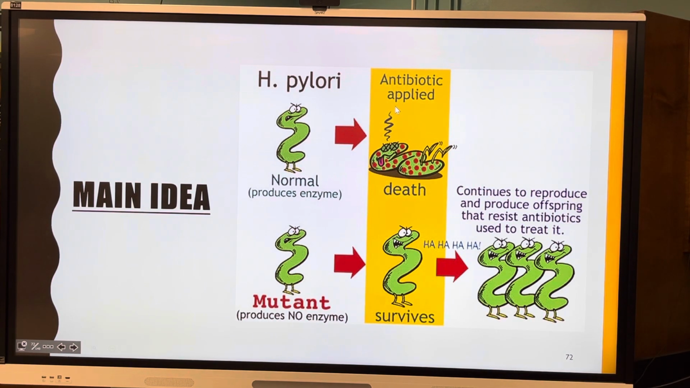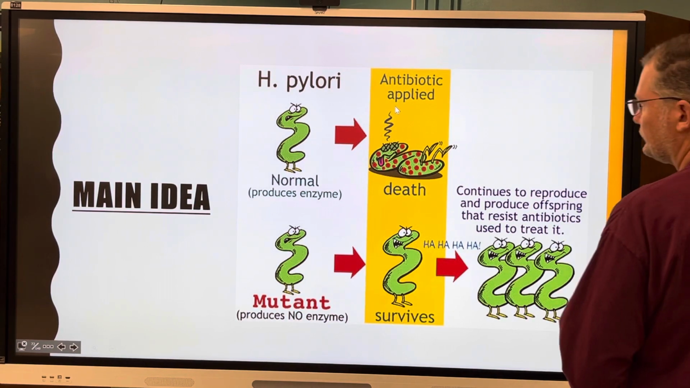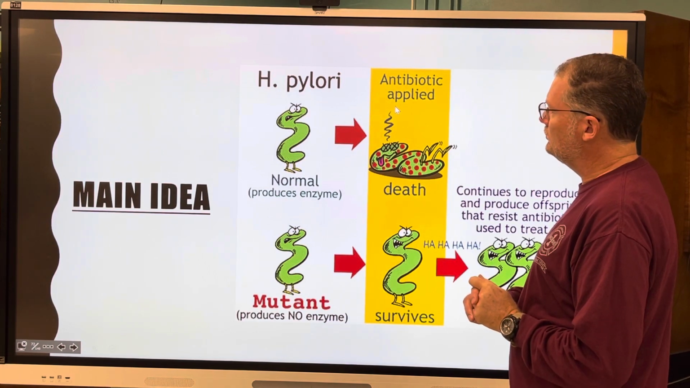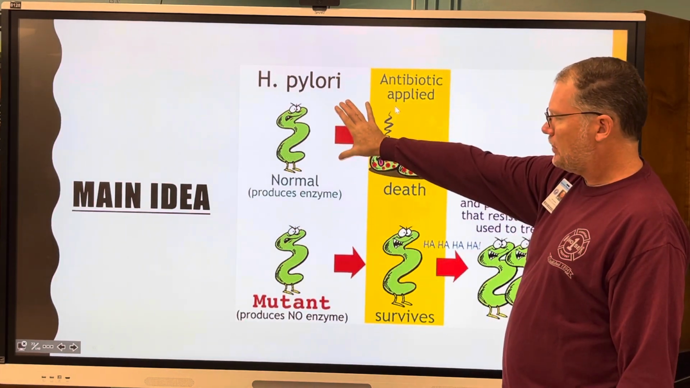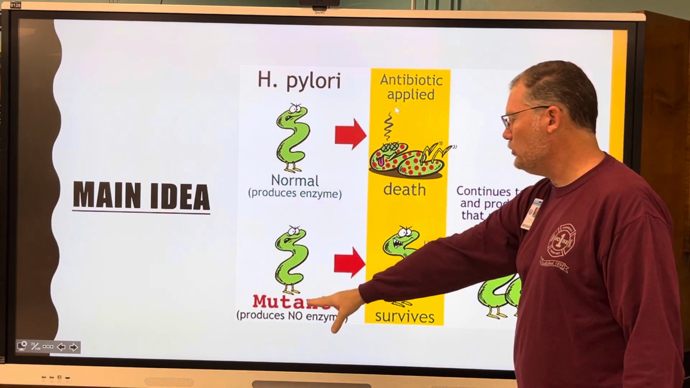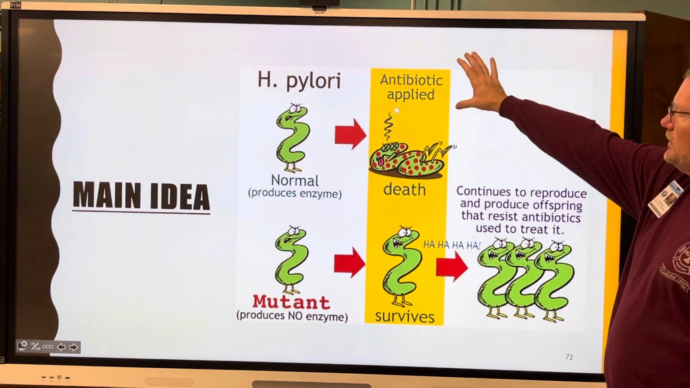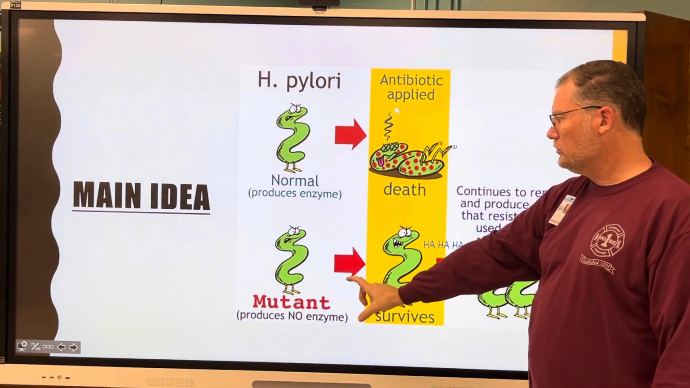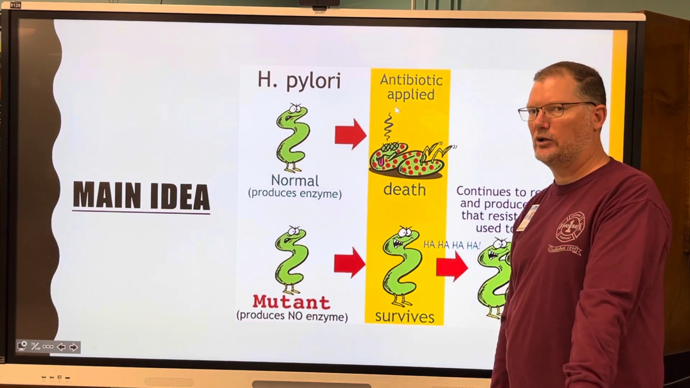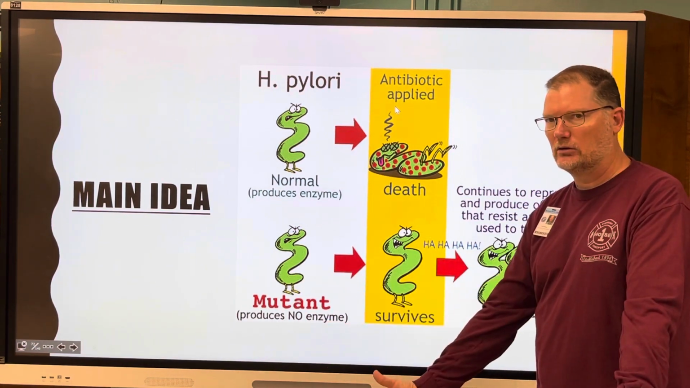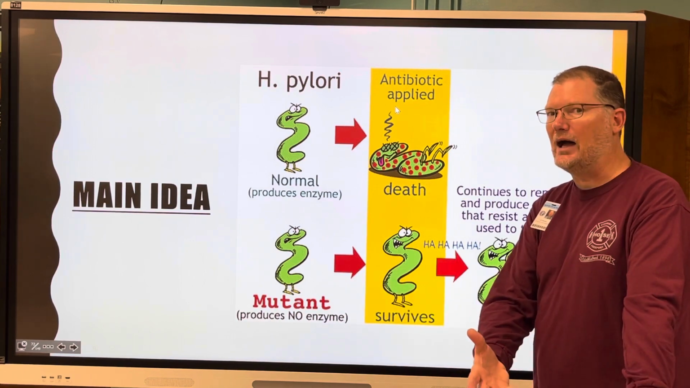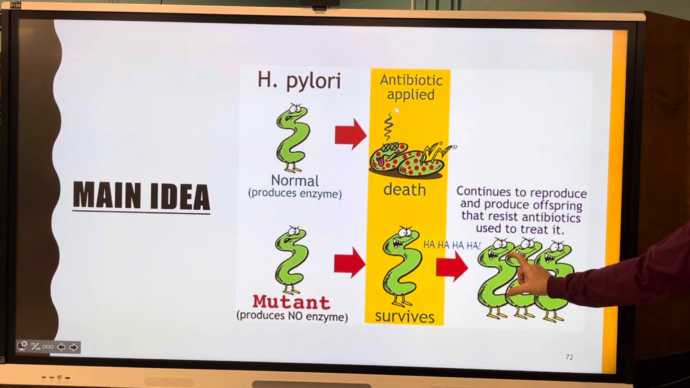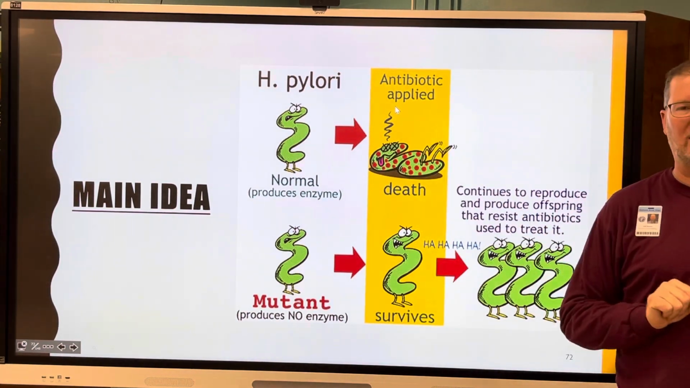And this isn't on your notes, just. So you have this organism that produces an enzyme, and then you have a mutant that produces no enzyme. You put the antibiotic on it, the normal one dies. The mutant, even though it's 0.001% of them out of a billion, that's like, a lot. So it survives and continues to reproduce, and all of them are resistant to your attack.